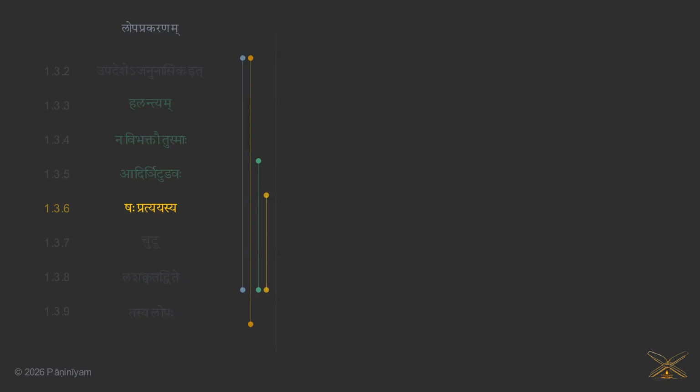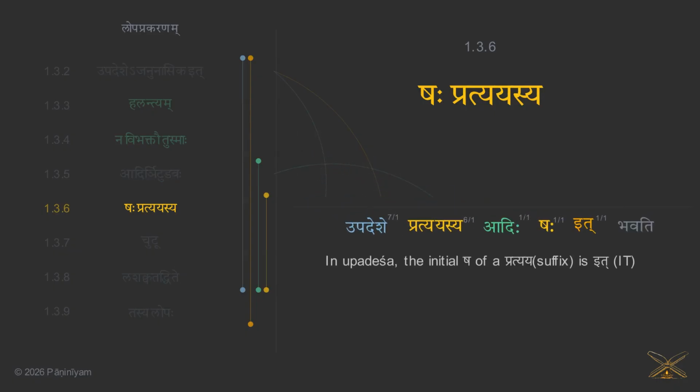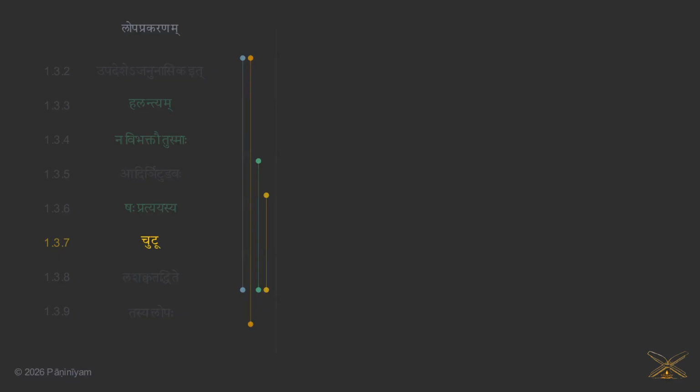In the next sutra, Shapratyayasya, here Upadesha, Adi, it, these are coming, and he introduced a new term, pratyayasya. So Adi, he wants to limit the range of Adi, not applicable everywhere. He's saying if it is a pratyaya's Adi, then he's saying Shaha. Shakara becomes the it. Again, he introduced a new variable pratyaya here, but he wants to limit the Adi's range. So let's see how the next two sutras he talks about. So next sutra is Chutu.